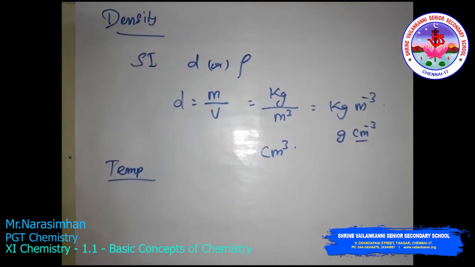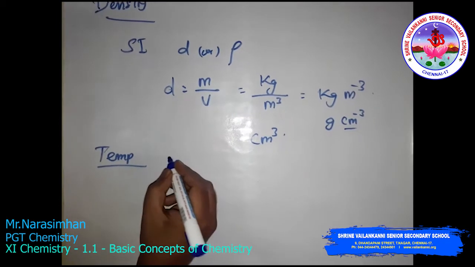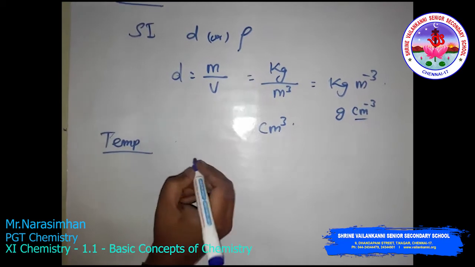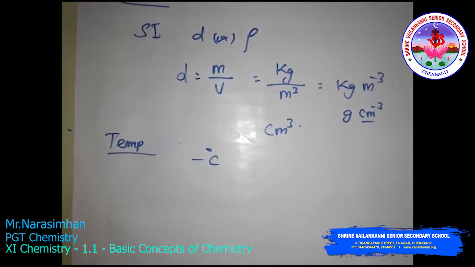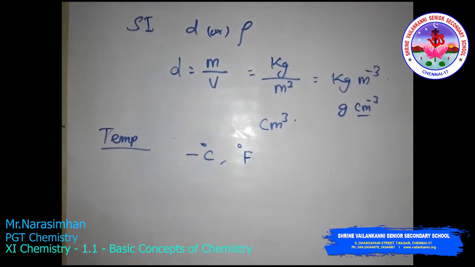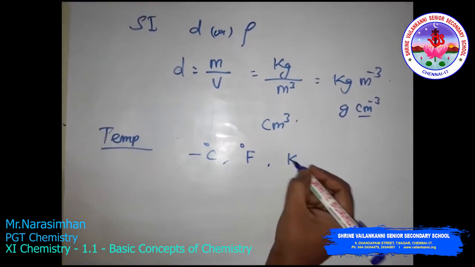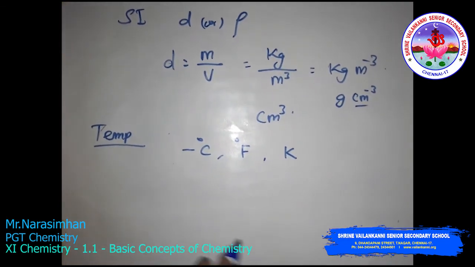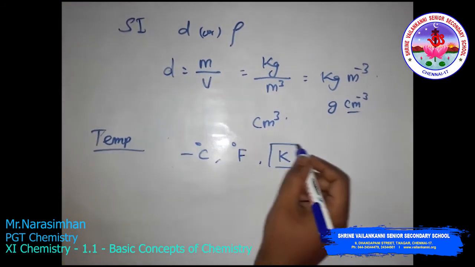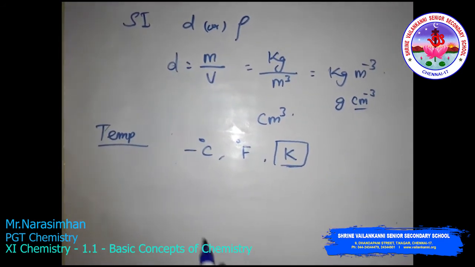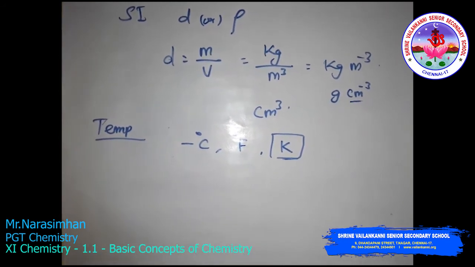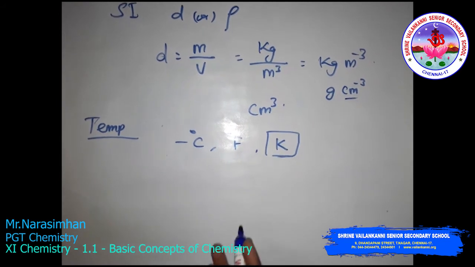The temperatures are measured on common scales: degree Celsius, degree Fahrenheit, and Kelvin. But in the SI system we use the Kelvin scale. Thermometers are based on these scales: Kelvin, Celsius, Fahrenheit.